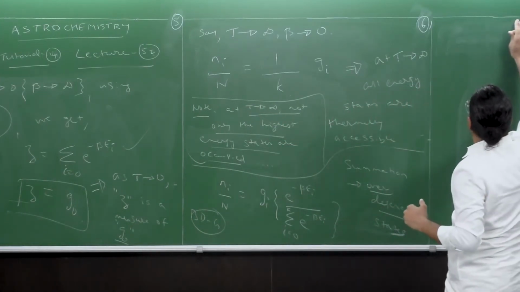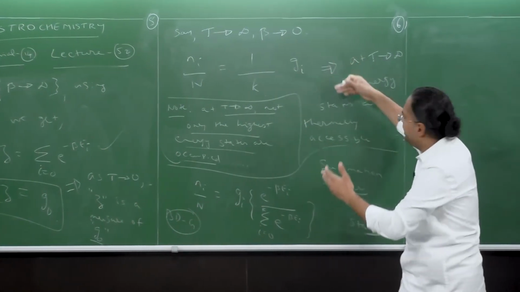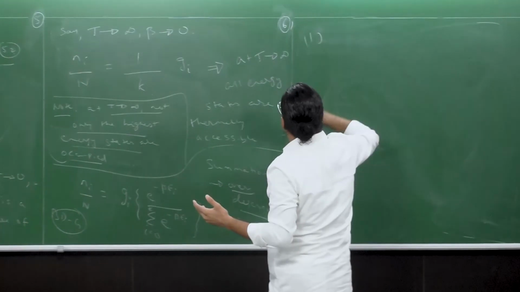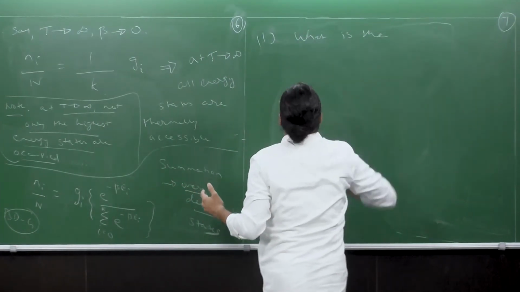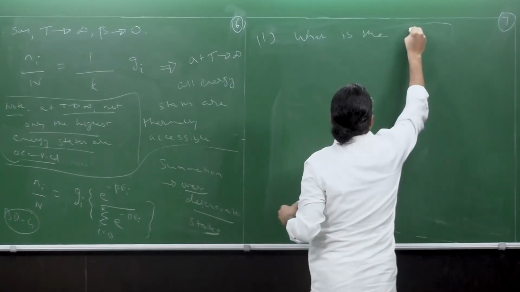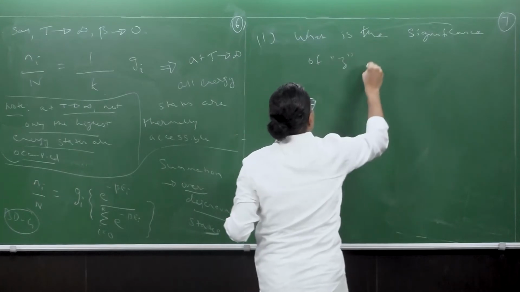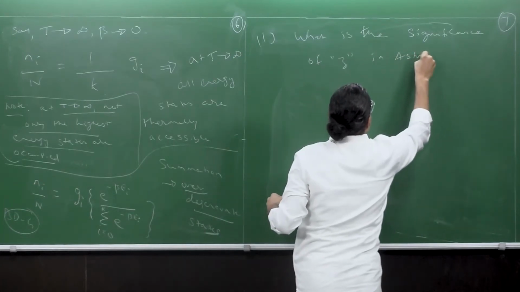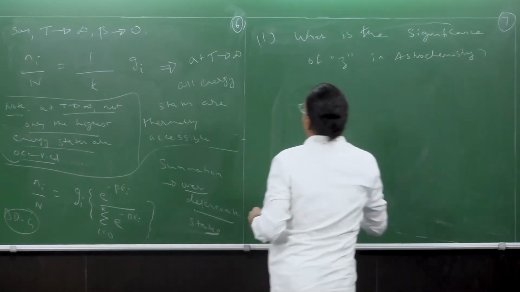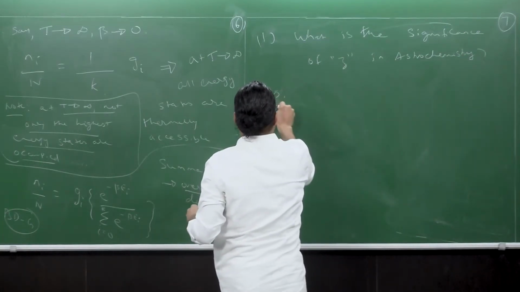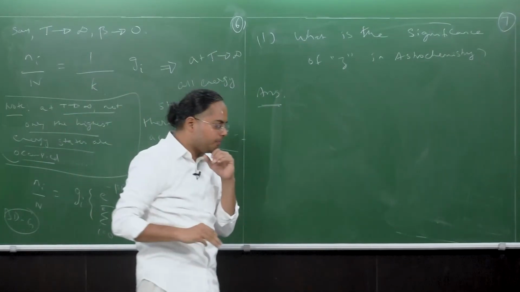So this is going to be, because we continued from the previous question in the last tutorial, I'll just call this the first question for today's tutorial. What is the significance of my partition function in astrochemistry? Well, the answer is somewhat obvious, but it has to be clearly presented.